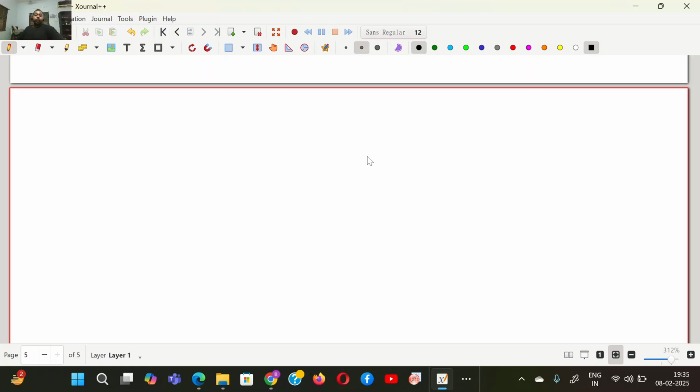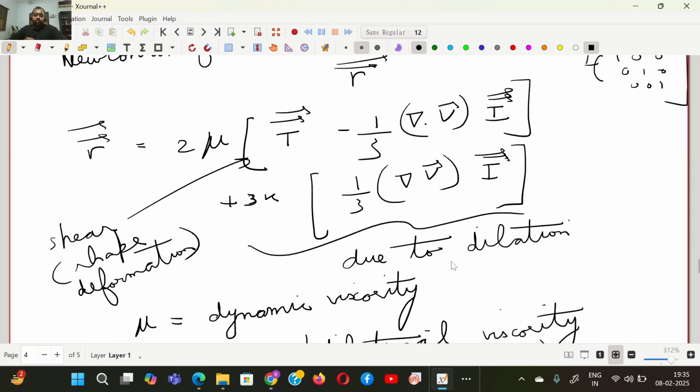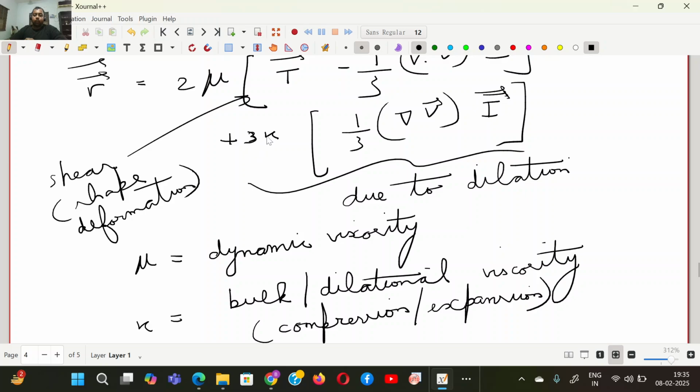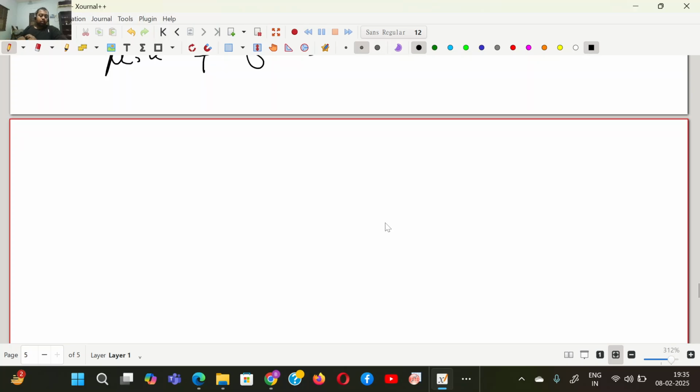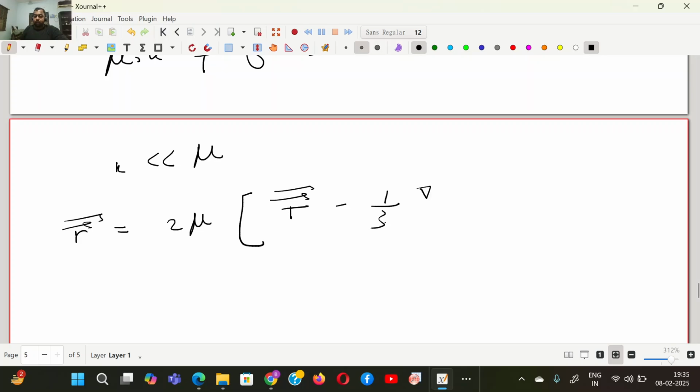Typically, these two terms comprise the viscous stress: this is a K component and this is a mu component. The K, which is the bulk or dilational viscosity, is often much smaller than the dynamic viscosity. So in all practical cases, K is much smaller than mu, so we neglect that part. Tau is just 2 mu into the rate of strain tensor minus 1/3 divergence of velocity I.